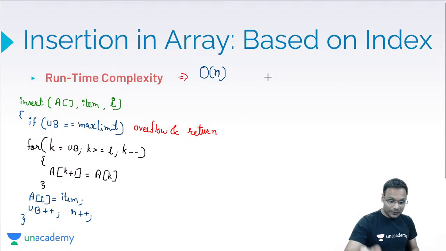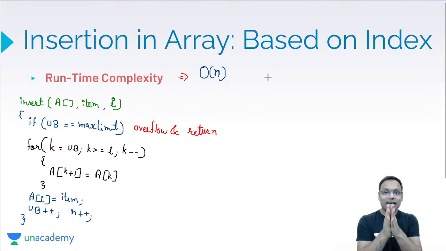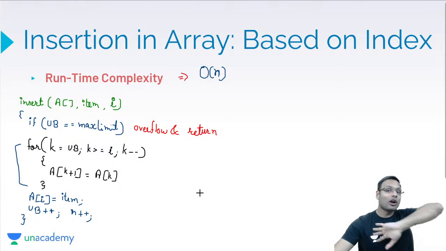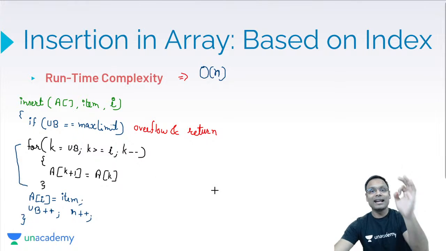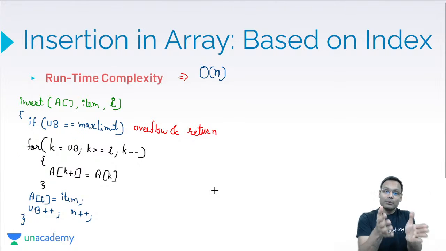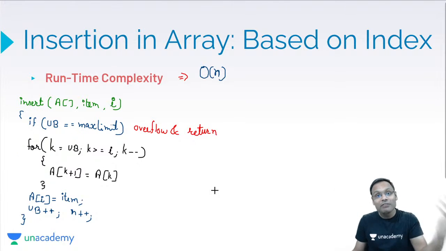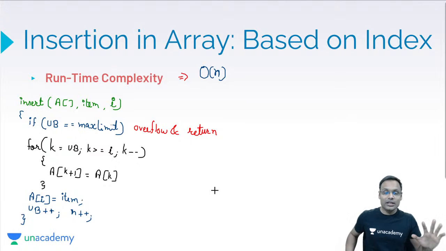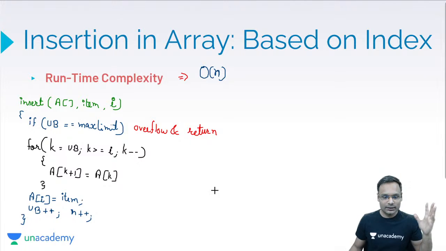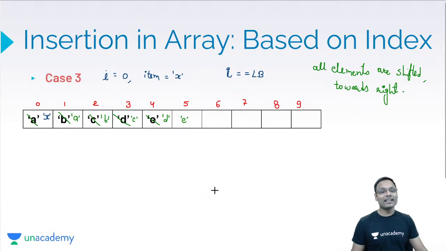So what I am saying is big O of n. Why? Because the number of times this loop runs is not fixed, it will not always run n times. It may run n times, it may run less than n times, it may not even run. So that is why we wrote the complexity as big O of n. Maximum shifting is n.